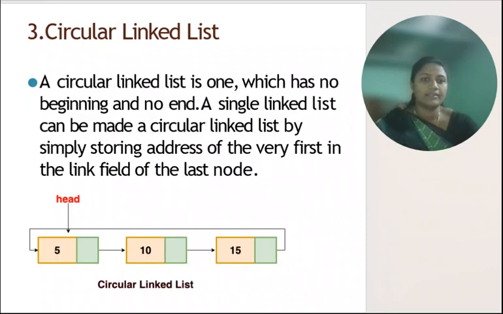In circular linked list, it is the same as singly linked list, but in singly linked list, the last node's value will be 0. But in circular linked list, the last node address will be the first node address. So here we will store the address of the first node. So here there is no start and no end, so it will be in a circular manner.